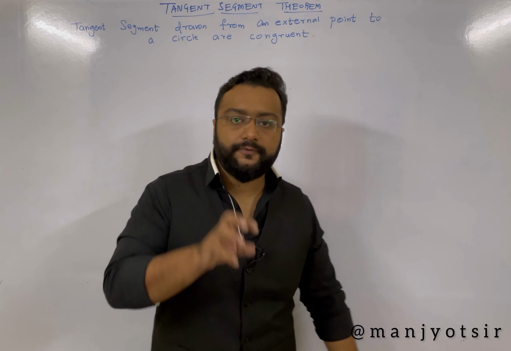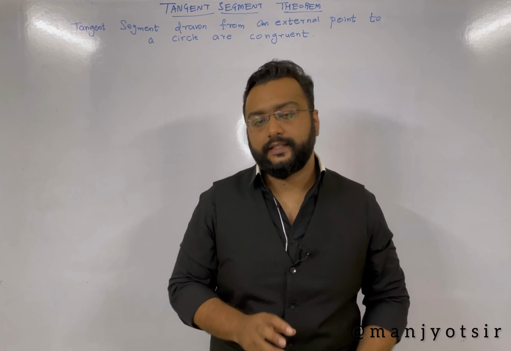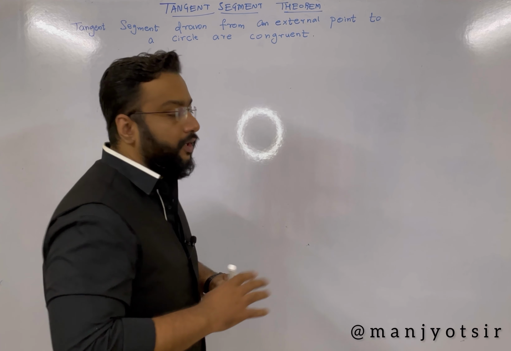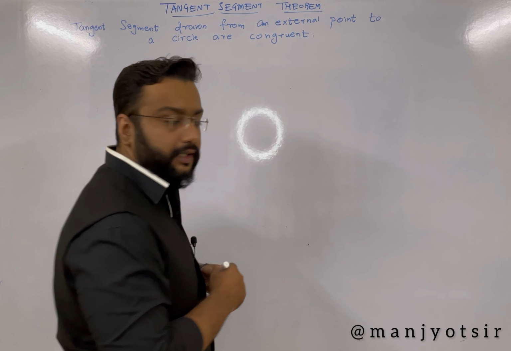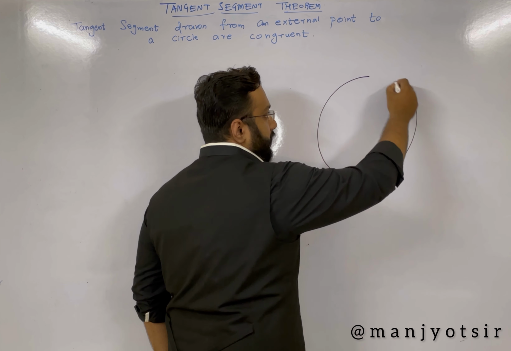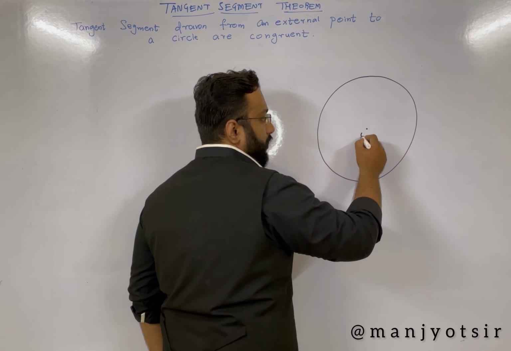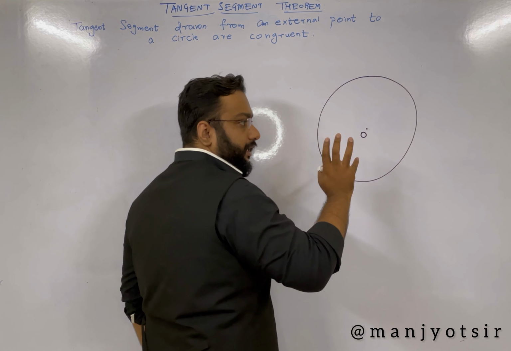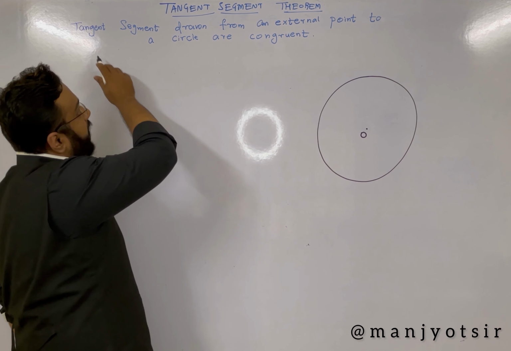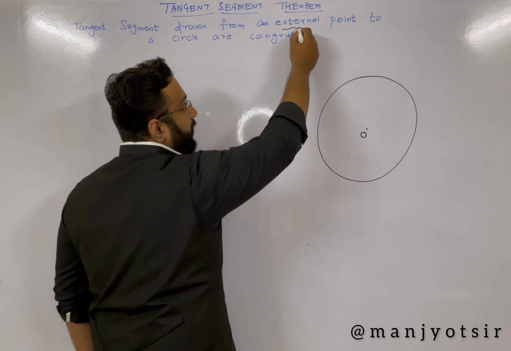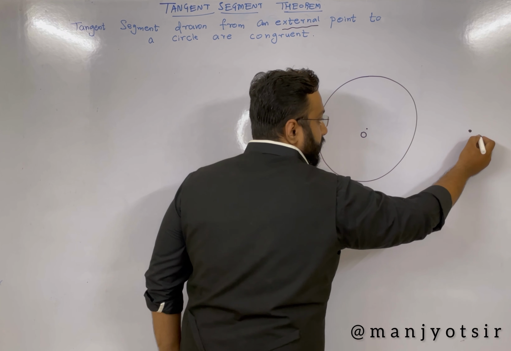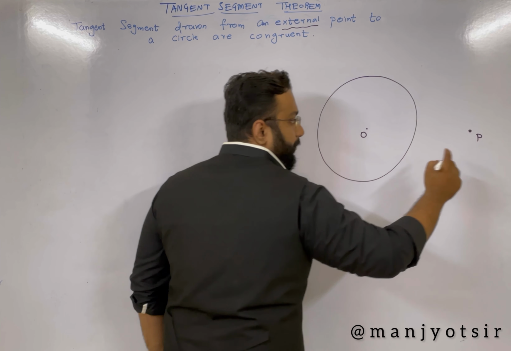Now, to understand this, first let's understand what exactly a tangent segment is. You all know what a tangent is. Very good, super. To get a tangent, first we should have a circle. So let's have one circle over here. If we draw one circle like this with center O, and since the statement says tangent segments drawn from an external point, let's have one external point over here. So this point P is an external point.